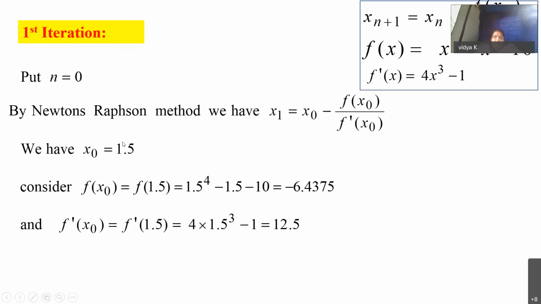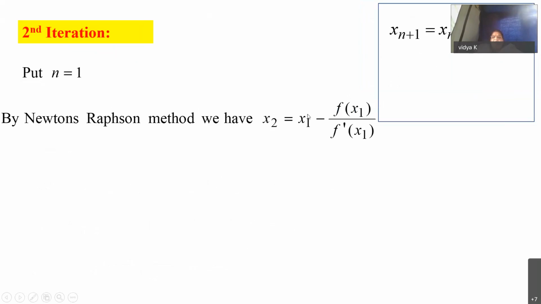So first get f at x naught. It is 1.5. Substitute here 1.5 to the power 4 minus 1.5 minus 10 to get this. f dash at x naught is 4 into 1.5 to the power 3 minus 1, you get this. Now substitute in the formula. x1 is 1.5 minus f at x naught, better you take the bracket here, minus 6.4375 by 12.5, minus of minus becomes plus, use the calculator, you get 2.015.